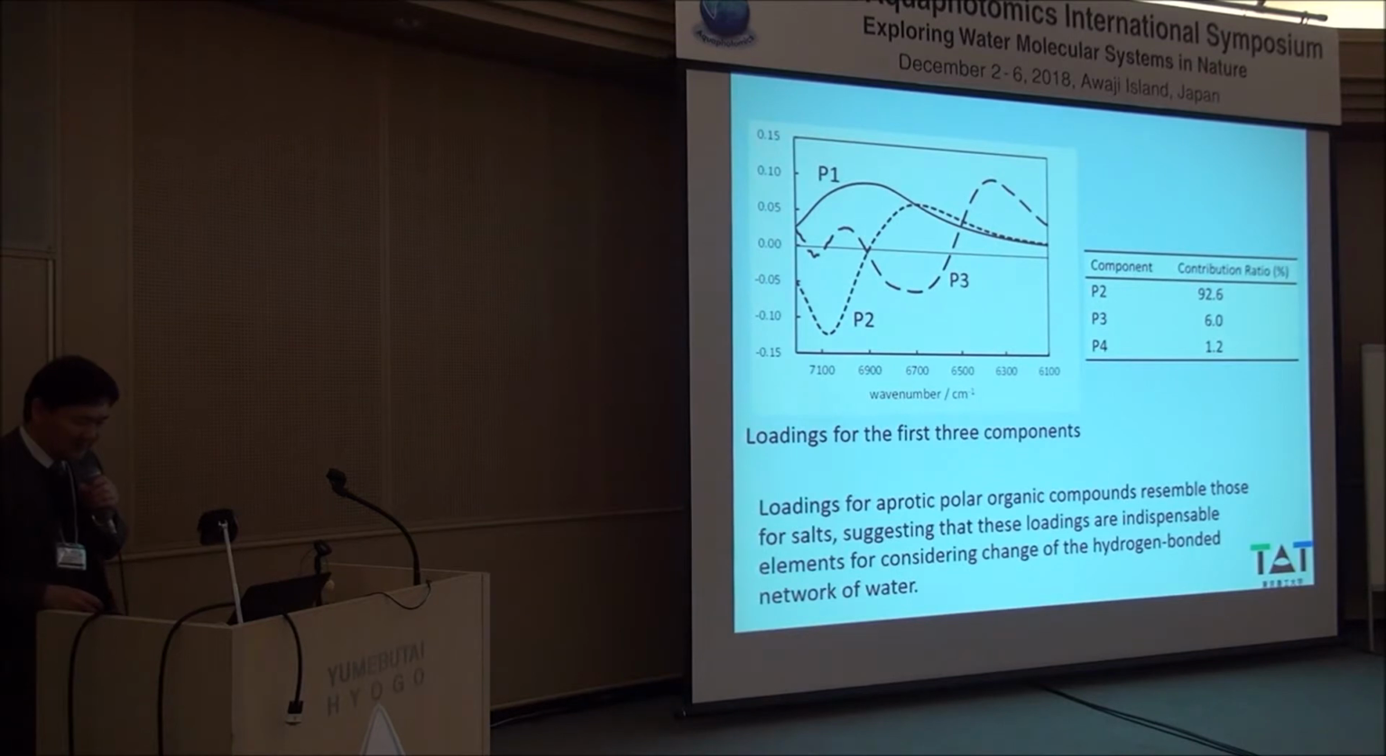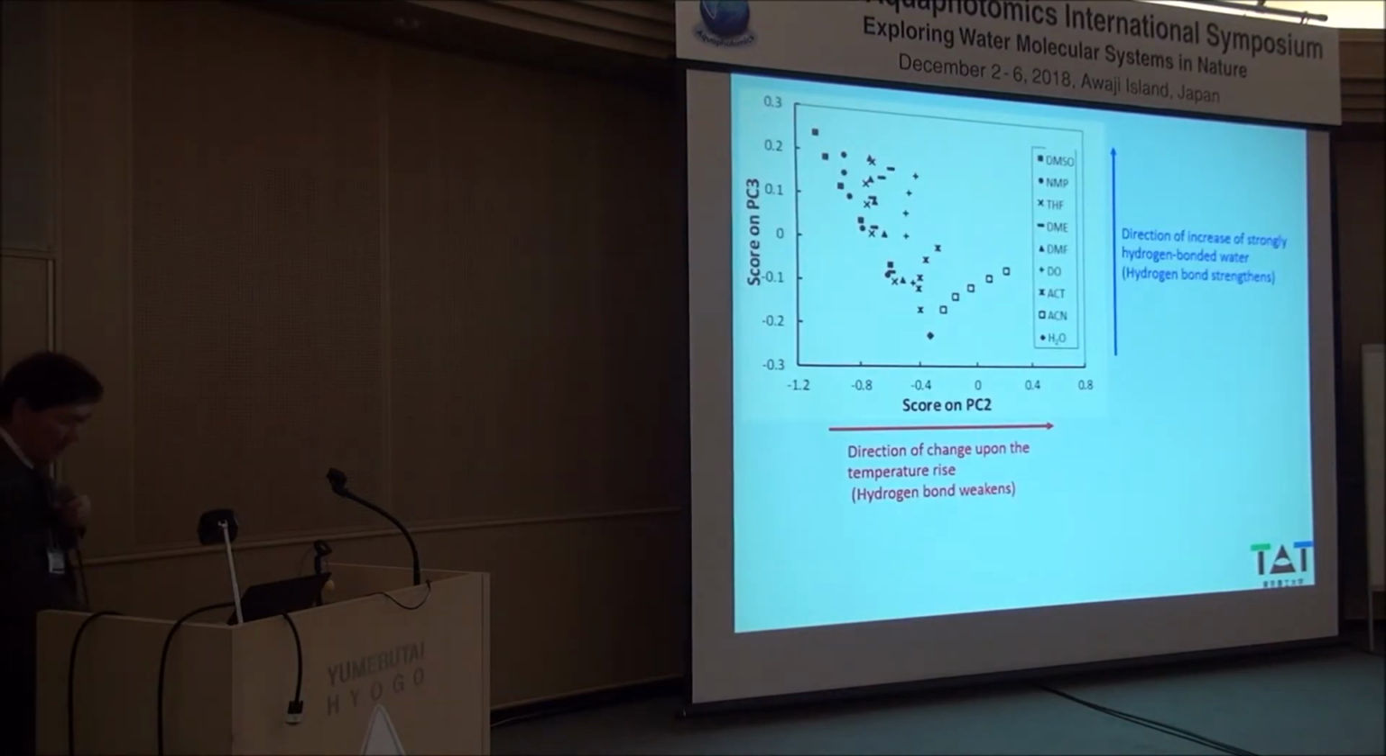The component resembles the third component found for salt solutions, although there is some difference between them. Loadings for aprotic polar organic compounds resemble those for salts, suggesting that these loadings are independent of the element for considering the change of hydrogen bond network of water. 98.6% of the spectral variation can be explained by components 2 and 3. This is a score plot.